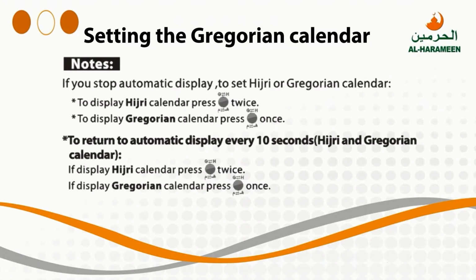Notes. 1. If you stop automatic display, to set Hijri or Gregorian calendar. To display Hijri calendar, press G=H twice. To display Gregorian calendar, press G=H once. 2. To return to automatic display every 10 seconds.